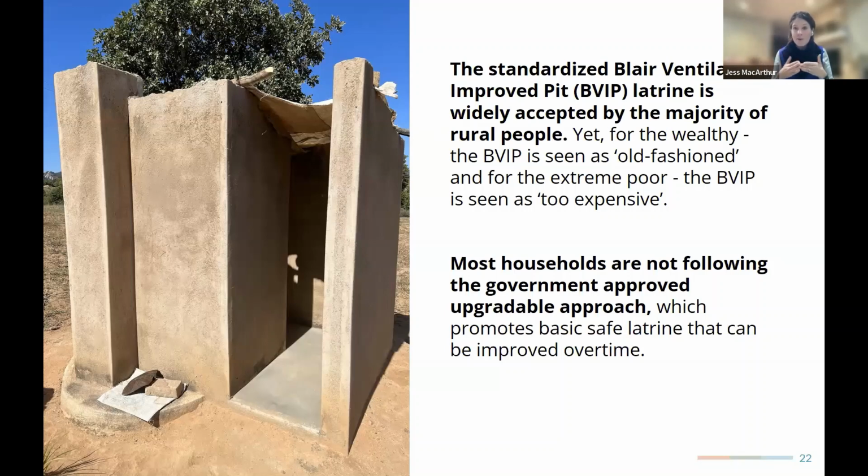The second insight is that most households are not following the government-approved upgradable approach, which means the latrine can be safe from the very beginning. So if you look at the picture, this latrine looks nice, but it's missing the roof, which means that the whole function of the VIP latrine, if you're familiar with that concept, no longer works. And so this is a nice latrine with very nice finishing. I began to call them bulletproof because there's so much plastering, but they don't have roofs. And so they're no longer safe from a fly and ventilation perspective. Next slide.